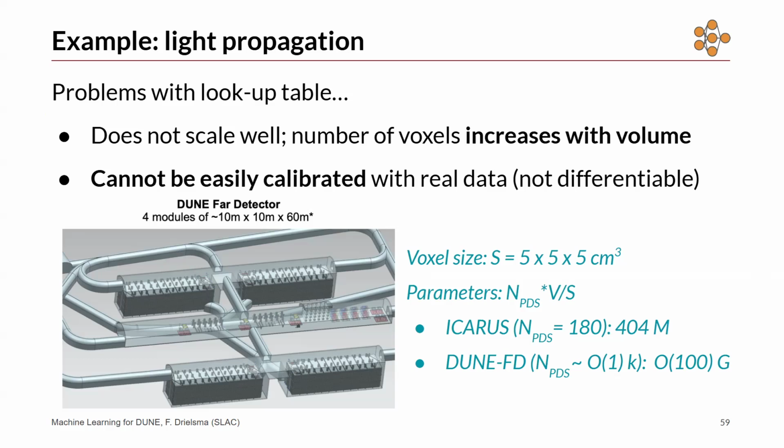If you scale that to the far detector of DUNE, which is significantly bigger and has more light collection systems, that is something like 100 gigabytes, right? So if you have to put that in memory, that's really a fundamental problem. So either you don't put it in memory, but then you pay the cost of having to look up inside a file each time, or you put it in memory and then you have some serious limitation as to what kind of hardware you can use.